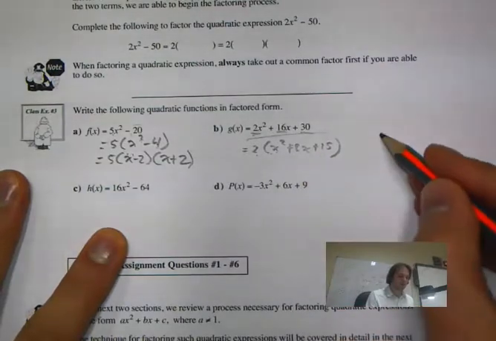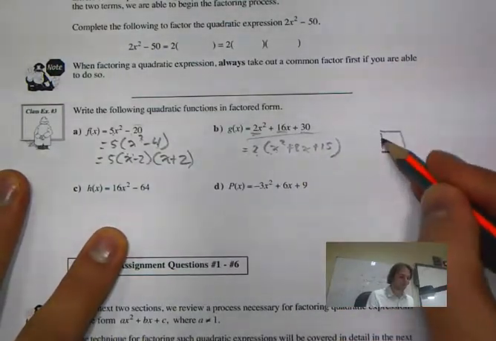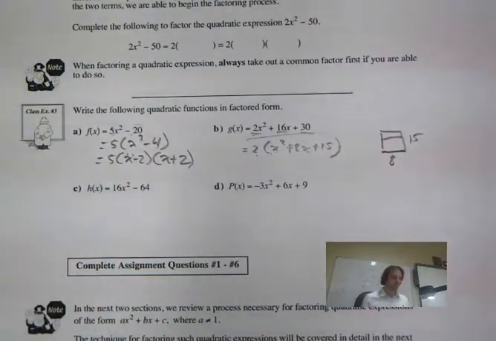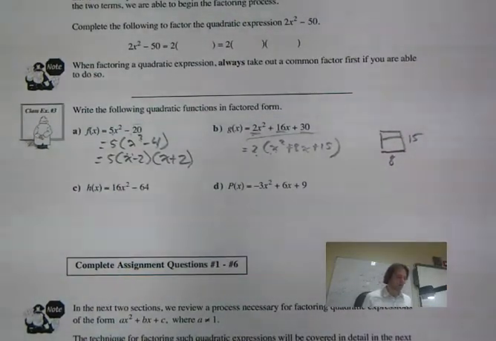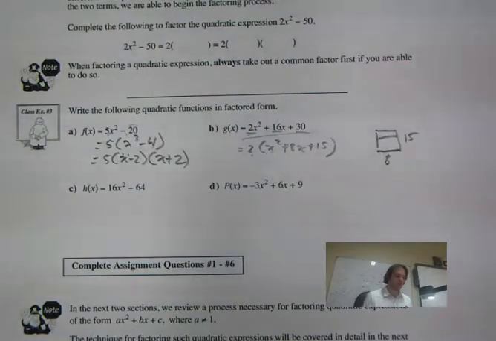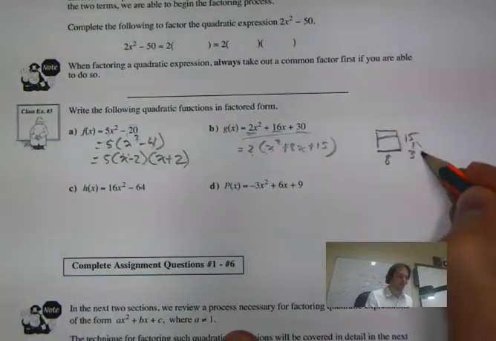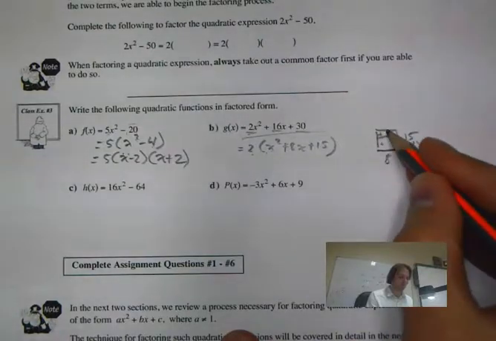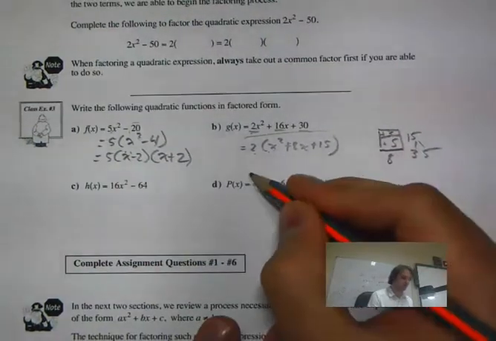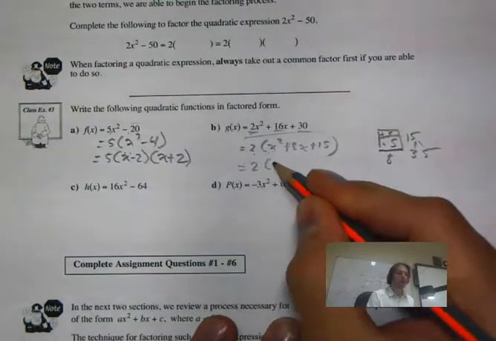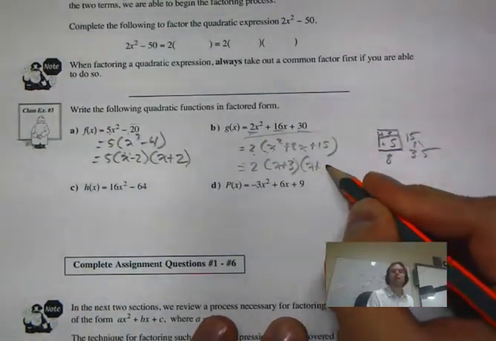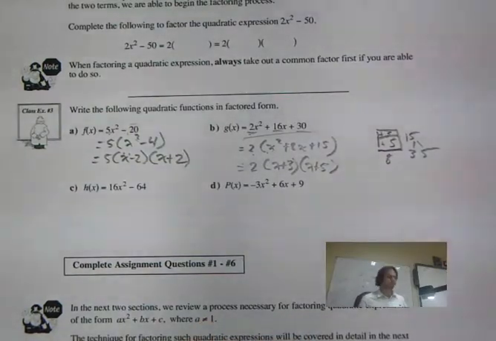Now, I look at this, I'm going to do my box method. I have 15, and I have 8. So, let's take a look at this. We have 3 and 5. Both must be positive, because they're both positive, so that's going to be 3 and 5. So that's equal to 2, x plus 3, and x plus 5. That's it.